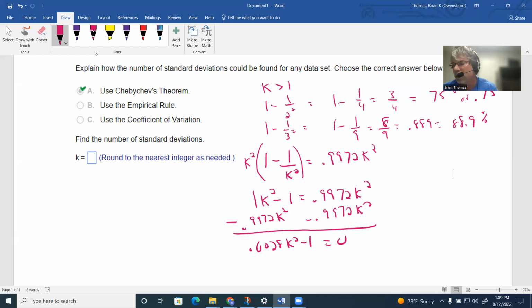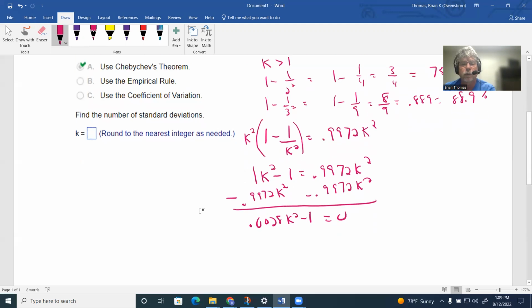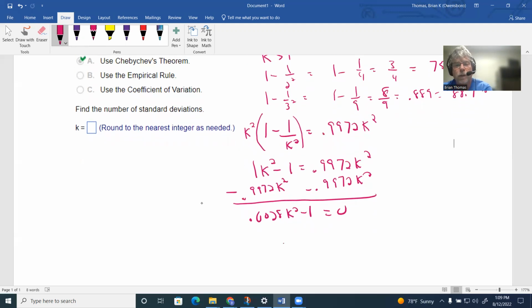Now, to solve for K squared, we still have to get the K squared by itself. So I'm going to add 1 to both sides. So it's going to be 0.0028 K squared is equal to 1. Now, to get rid of the coefficient, we have to make that coefficient 1. So we have to divide both sides by the coefficient, 0.0028. So I have to do some more math on the calculator. 1 divided by 0.0028 gives me about 357 if I round that. So K squared is approximately 357.